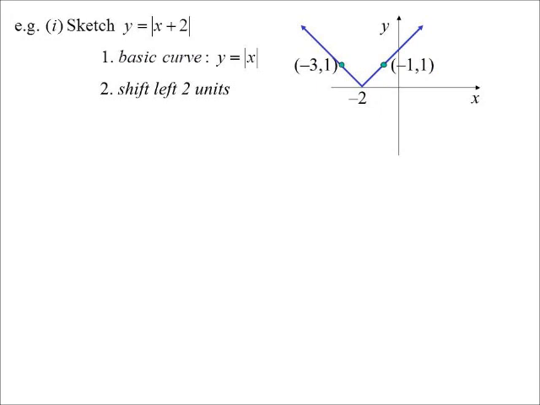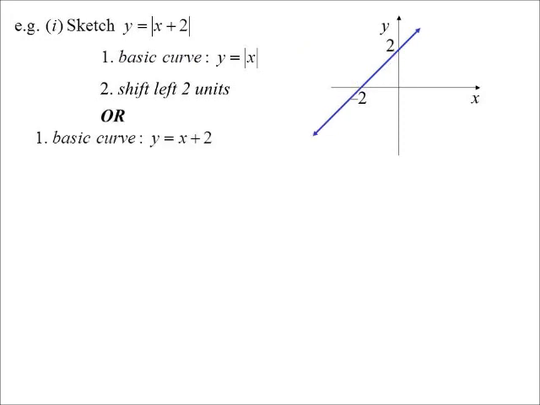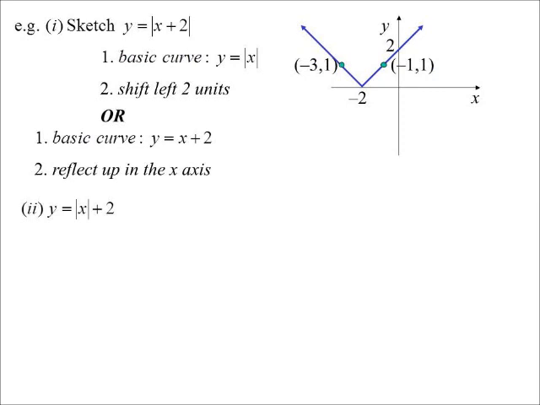And label a couple of points on it just to give it some sense of scale. Of course, I could have done it another way. I could have said, well, look, I'm actually going to start with the line y equals x plus 2. But then I'm going to snap off whatever's below and reflect it above. So we get the same picture. It just depends how you think about it.